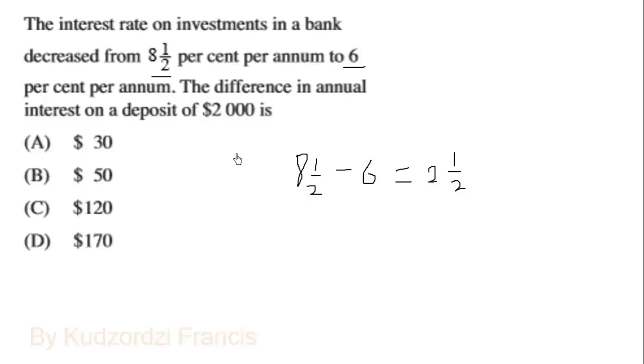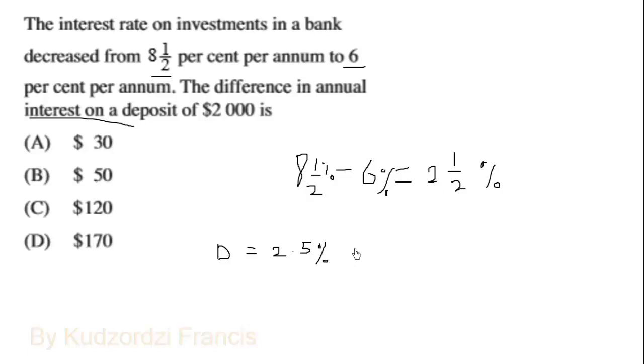So the difference in annual interest will be equal to the difference in rate, 2.5%. Don't forget all these things have percent over here. This is percent, and this is also percent.